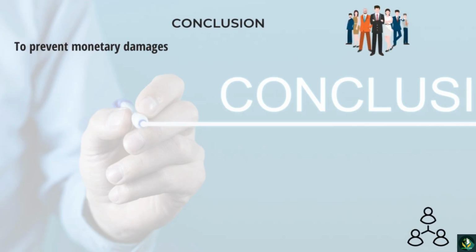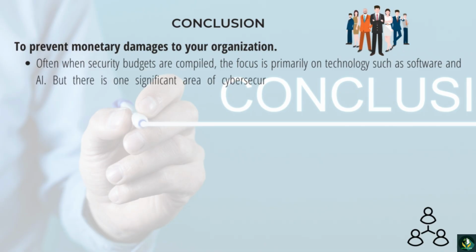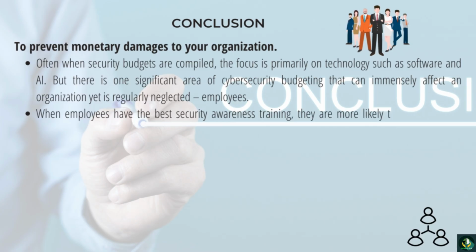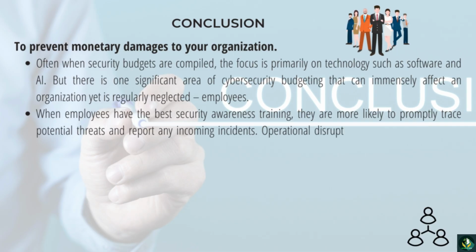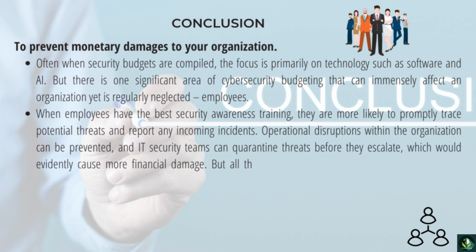To prevent monetary damages to your organization. Often when security budgets are compiled, the focus is primarily on technology such as software and AI. But there is one significant area of cybersecurity budgeting that can immensely affect an organization, yet is regularly neglected: employees. When employees have the best security awareness training, they are more likely to promptly trace potential threats and report any incoming incidents. Operational disruptions within the organization can be prevented, and IT security teams can quarantine threats before they escalate, which would evidently cause more financial damage.